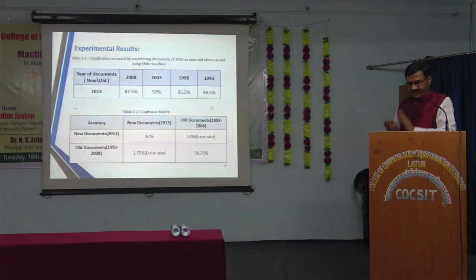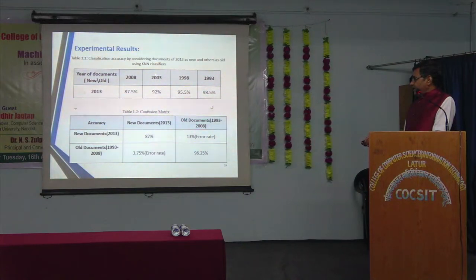2013 means we are treating it as the latest. Others we are treating as old. So the accuracies are 87.5, 92, 95, 92. These comparisons we have to do. If you give 1,000 text blocks of the 2008 document and the 2013 document, whether it is identified as printed in 2008 or in 2003, with respect to 2013, whether the documents are classified as new for 2013 and old for 1998, those accuracies are printed here. And if you look at the confusion table, this becomes more clear.